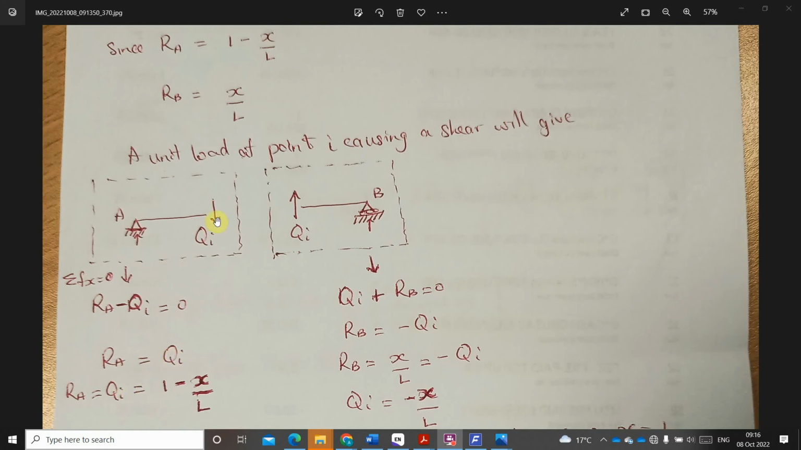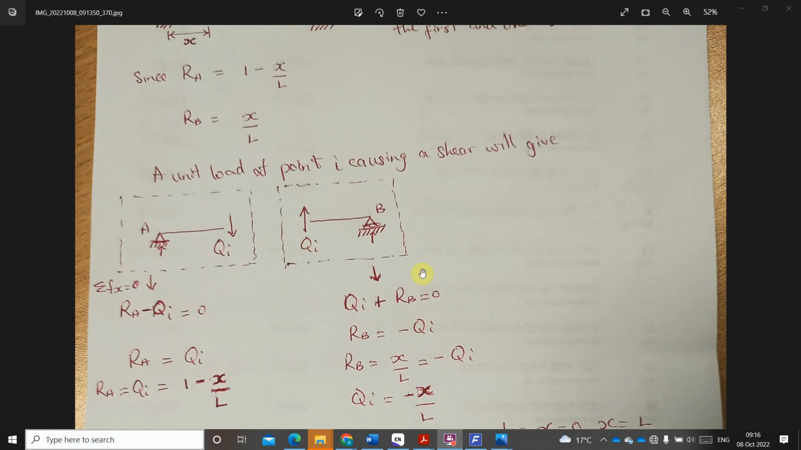definitely our Qi, that is our shear force at this point, is equal to 1 minus x over L, which is just the same thing as the reaction we are going to have here. And likewise, we look at it for this other one. The summation of these two will give us 0. So definitely our reaction at B will be equal to minus Qi. So since our RB equals x over L, our Qi will be equal to minus x over L. So let's proceed.